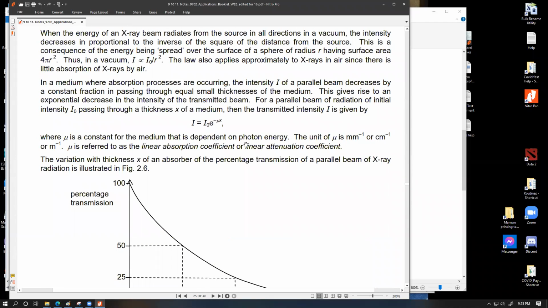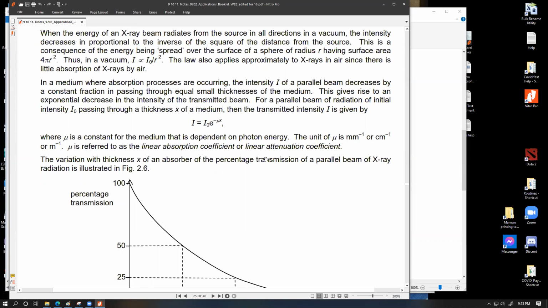Mu is a constant of the medium that is dependent on the photon energy. This is for the X-ray beam, and is somewhat applicable for ultrasound as well, but here they're talking about the X-ray beam. Mu is the constant of the medium that is dependent on the photon energy, which means if you have different energy of the X-ray photon, you're going to have different values of mu for the same medium.